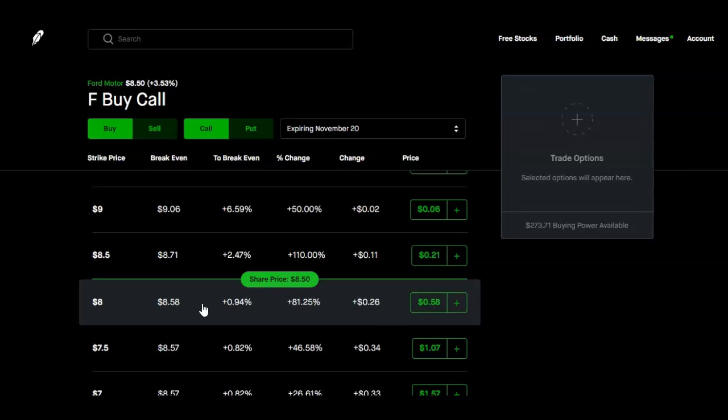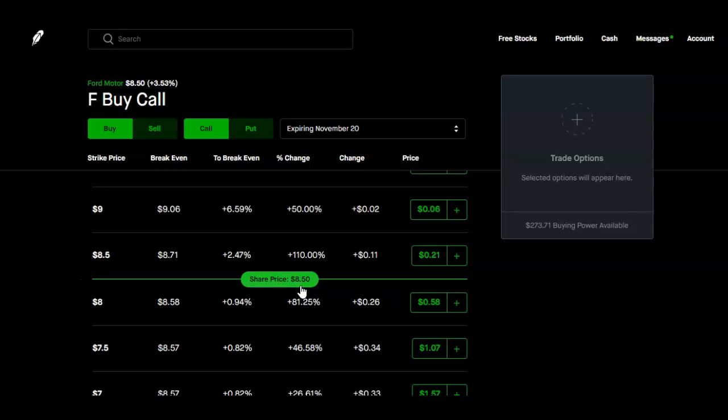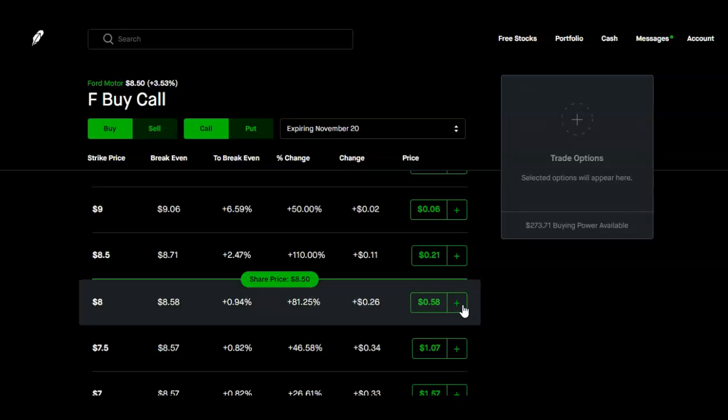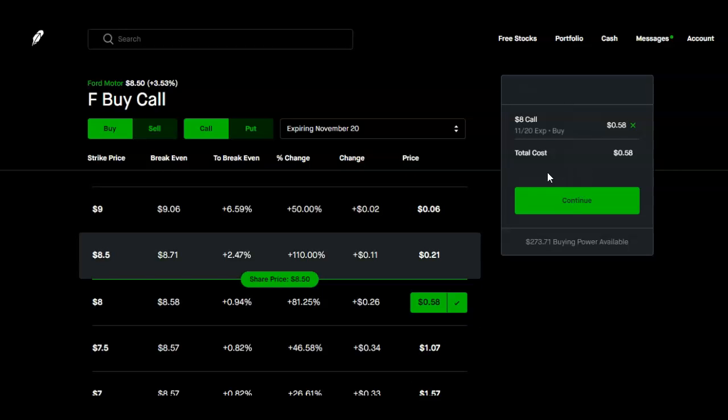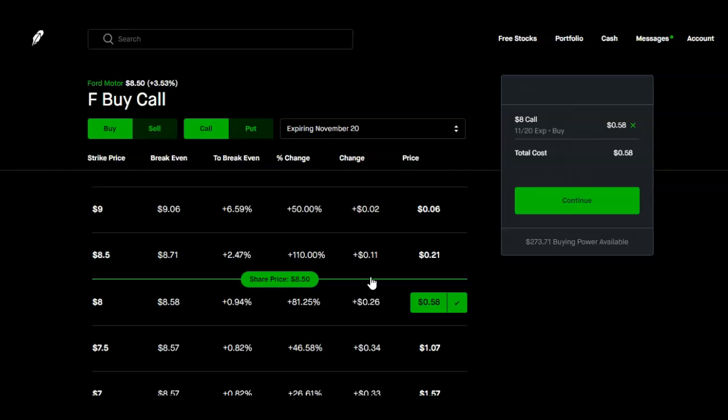Whereas if you wanted to basically trade, let's say 100 shares of Ford stock, you would have to spend $850. But you can control 100 shares of Ford stock for only $58. So it just allows you to control a larger amount of shares for a much smaller price. And this is why options is so powerful, because you can control a ton of shares at a huge discount.